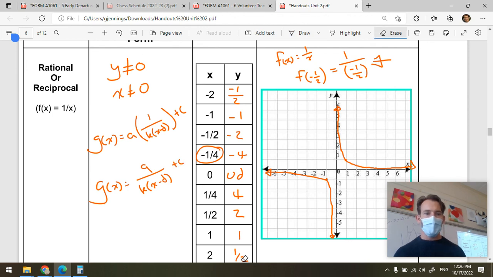Draw a clearer a, Mr. Jennings. Sure, don't mind if I do. Why are you drawing that on a slant, Mr. Jennings? Old habits die hard. Sorry. There you have it.